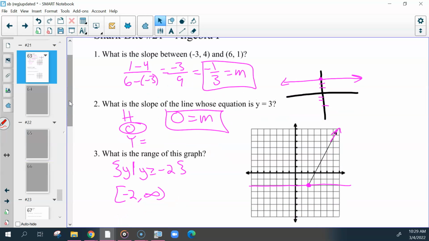What is the slope of the line between, or what is the slope between -3, 4, and 6, 1? You need to subtract. So 1 minus 4 over 6 minus -3. And you would get -1/3 as your slope. Questions on that one?